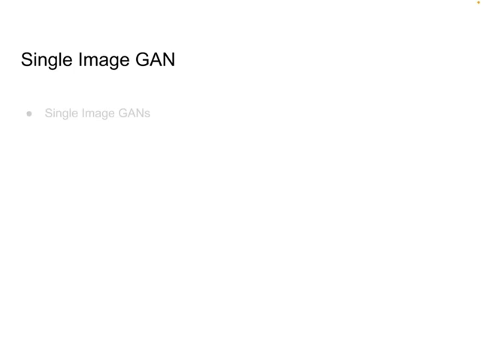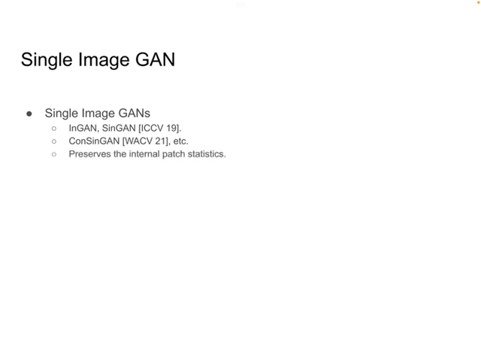Single image GANs are generative models that are modeled using a single image rather than using a dataset of images. InGAN and SinGAN belong to single image GANs that can generate samples of new configurations with combinations of patches from the training image. ConSinGAN builds on the same idea and further improves the training speeds over SinGAN. In general, these methods are optimized to maintain the internal patch statistics.